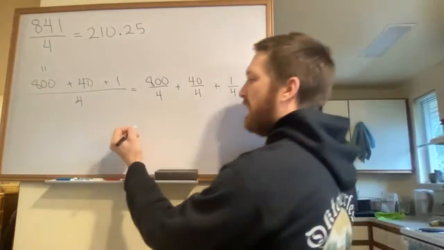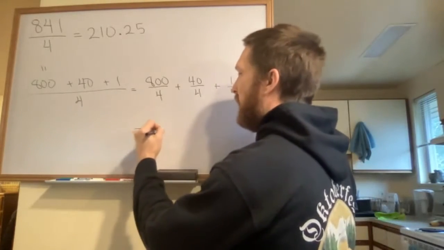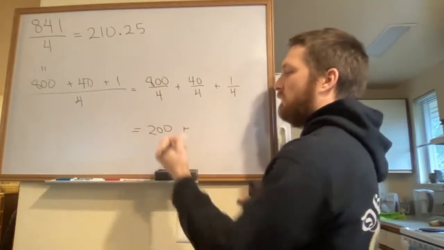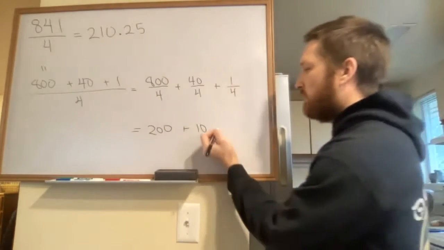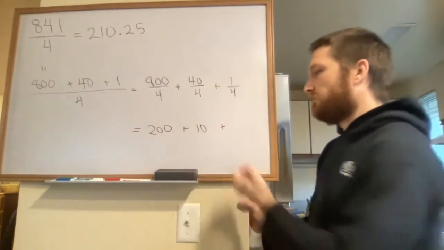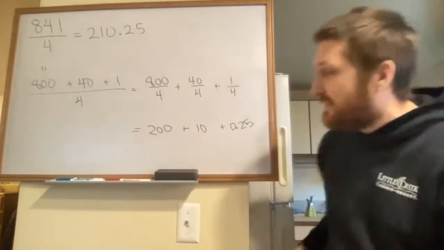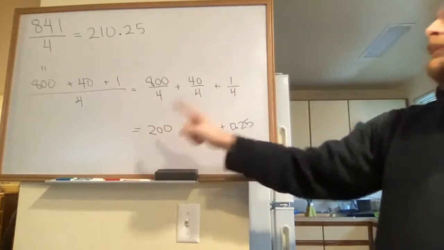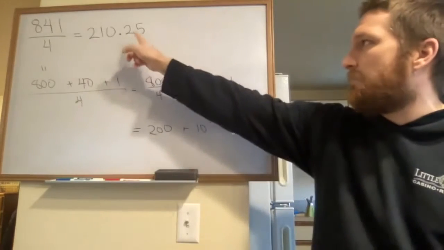Now check this out. What's 800 divided by 4? 200. What is 40 divided by 4? 10. What's 1 divided by 4? 0.25. Oh, hey, look, math is consistent. This works. 200 plus 10 plus 0.25 is exactly the same thing as that.